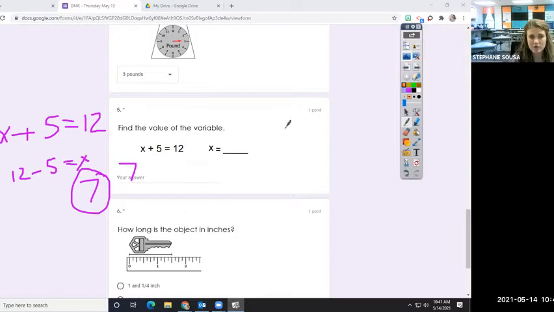I can also do it this way. X plus 5 equals 12. Okay, I've got 5. 1, 2, 3, 4, 5. How many do I have to get up to 12? Well, let's count. I'm at 5, 6, 7, 8, 9, 10, 11, 12. I added 7 more.